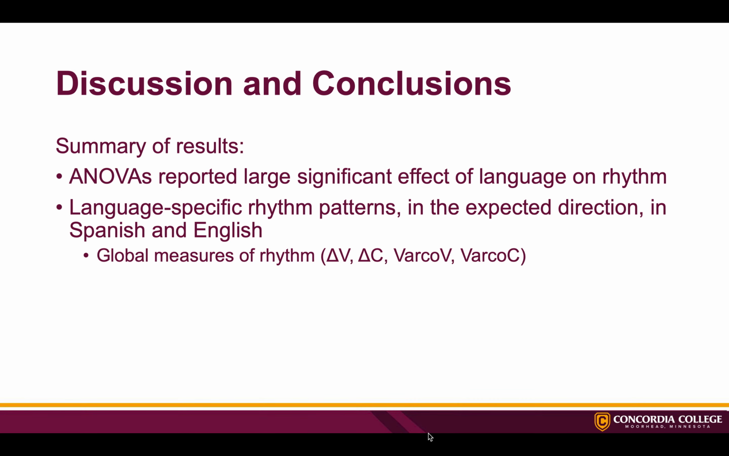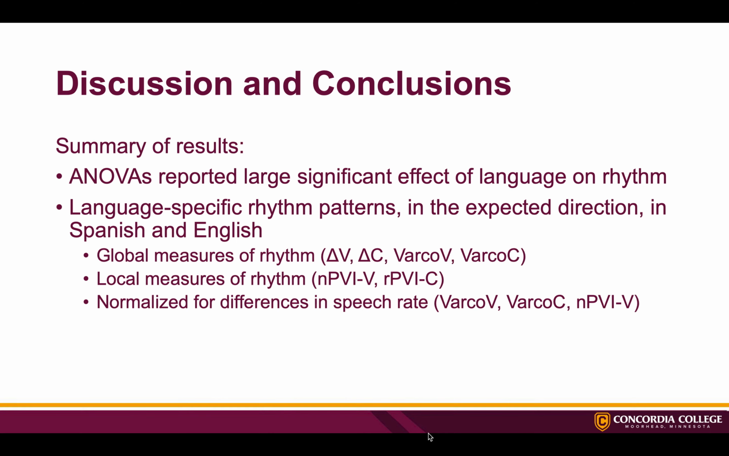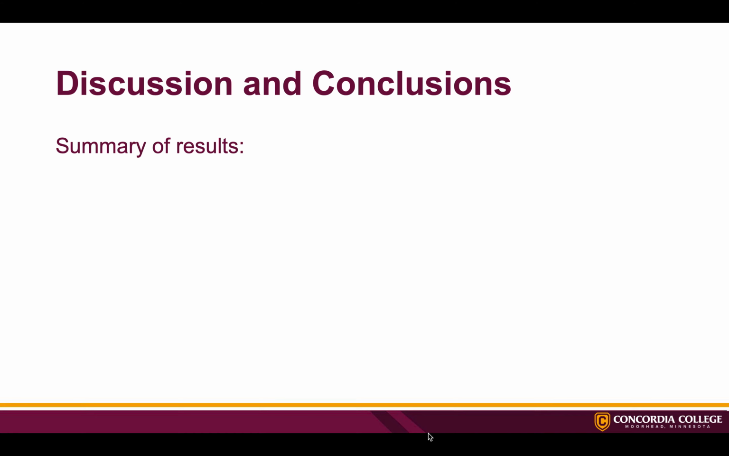And this was true for global measures of rhythm, the delta scores and the Varco scores, and for local measures of rhythm, the normalized pairwise variability indices. Even for those measures of rhythm that were normalized for differences in speech rate, including the Varco scores and the normalized pairwise variability index, we still reported large significant language-specific effects of rhythm in these speakers.